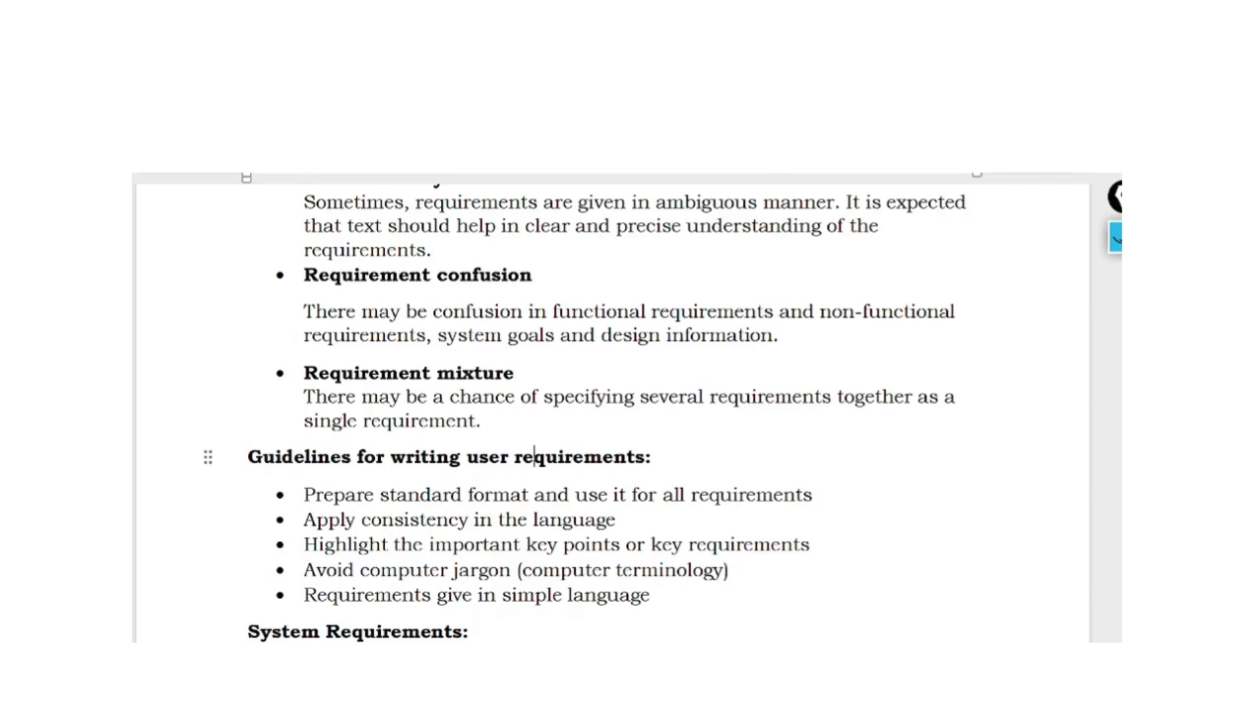While taking the user requirements, it is essential for the user as well as for the business analyst. Based on those requirements only, we are going to develop the final system. So user requirements are very important. While gathering user requirements, we should be able to understand each and every requirement. Thank you.